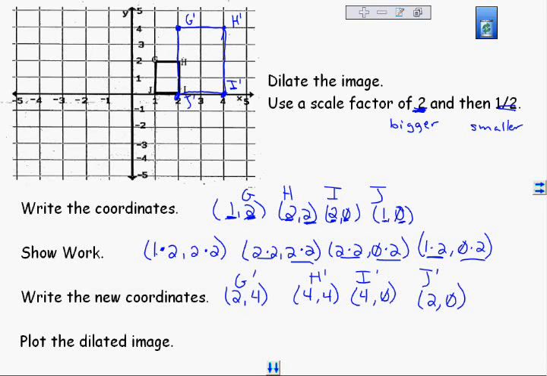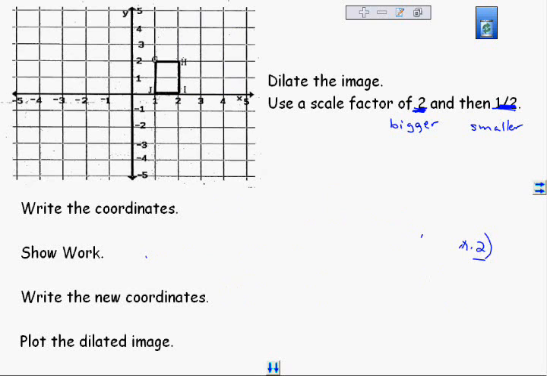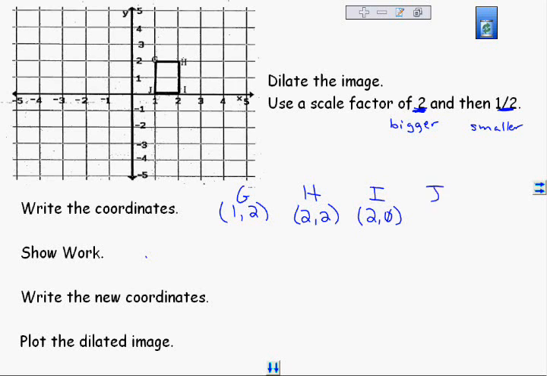So now we're going to dilate with a scale factor of half, so that way you can see the difference. Keep your work. And now you're going to be showing your work for dilating with a scale factor of half. So let's write those coordinates down again. G sits at 1, 2. H sits at 2, 2. I, 2, 0. J, 1, 0.